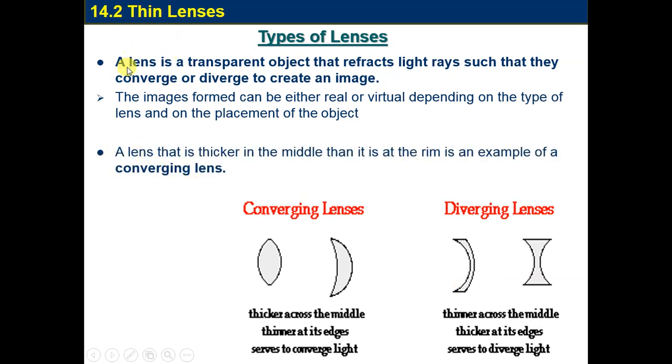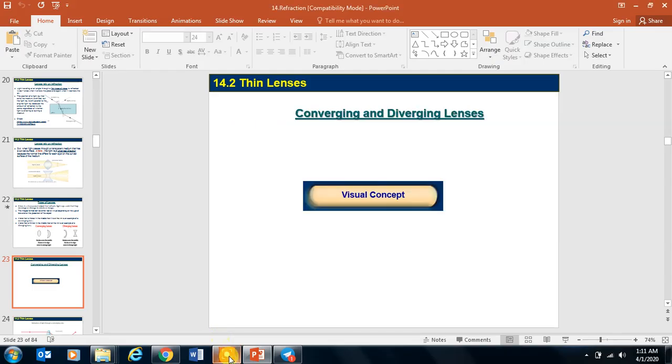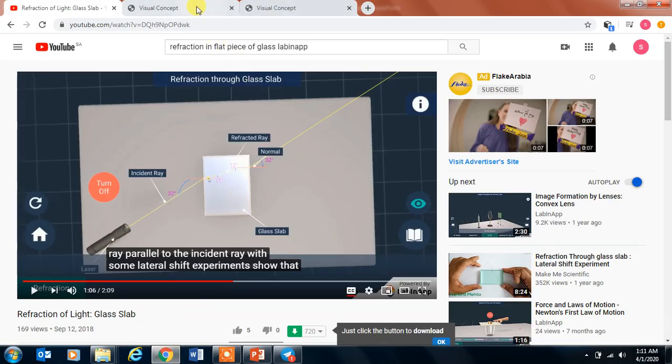So a lens, if I want to define it, is a transparent object that refracts light, such that the rays converge or diverge depending on the type of lens used. The images formed will be either real or virtual. This also depends on the type of lens used. A lens that is thicker in the middle than at the rim or the edges is an example of a converging lens, and a lens that is thinner in the middle than at the rim is an example of a diverging lens. So let's see this visual concept also together about the types of lenses.